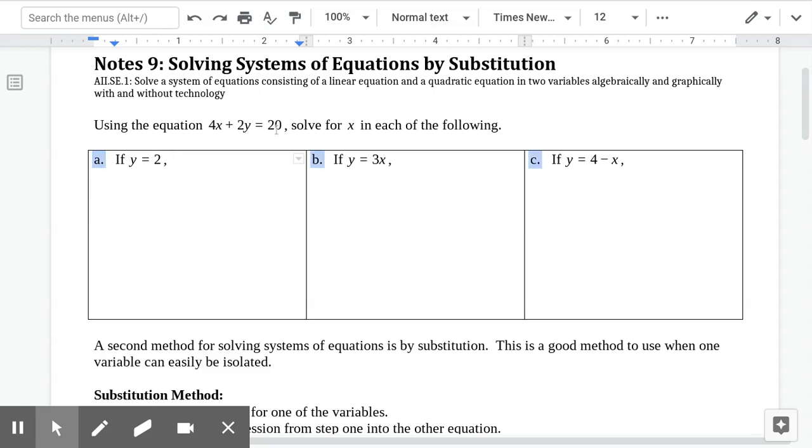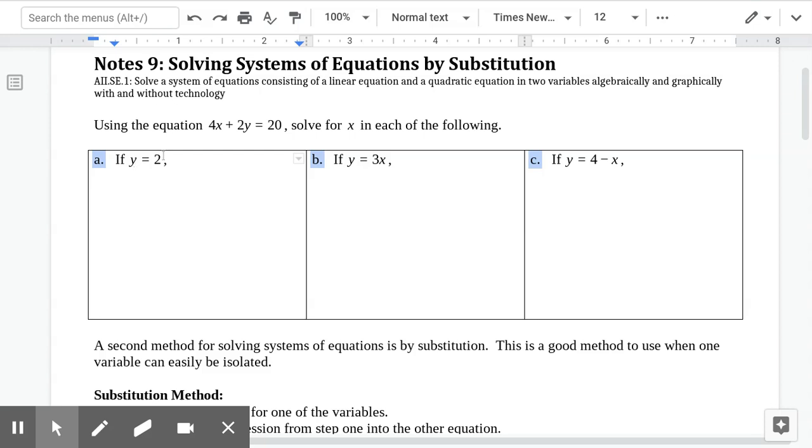We have three scenarios that we're going to use. And you're going to notice in each of these scenarios that the equations are already solved for a variable, in this case, the variable y. So in example A, we have y equals 2. Example B, y equals 3x. And example C, y equals 4 minus x. This is the convenient setup for substitution because in each of these scenarios, essentially what we're being told is what the variable y can be replaced with, what we can interchange.